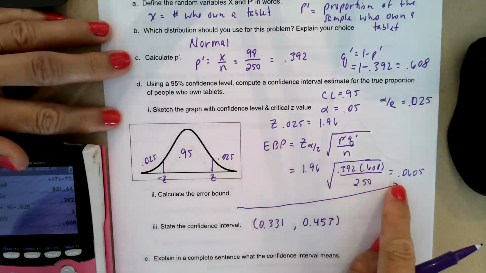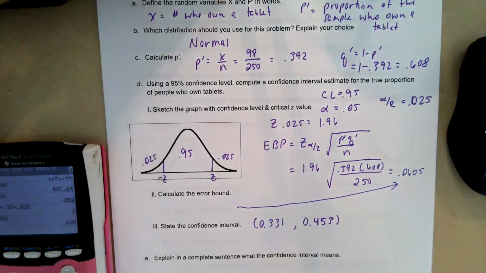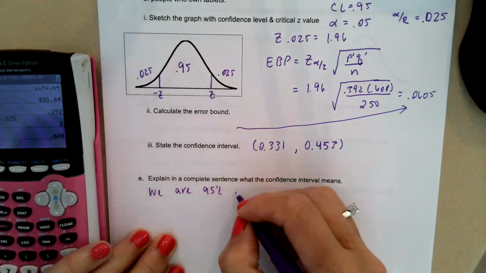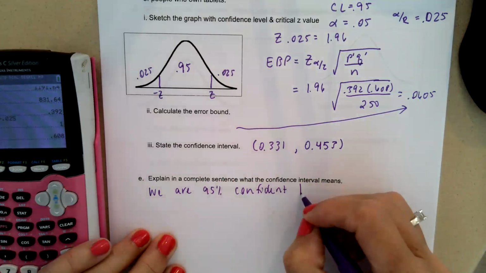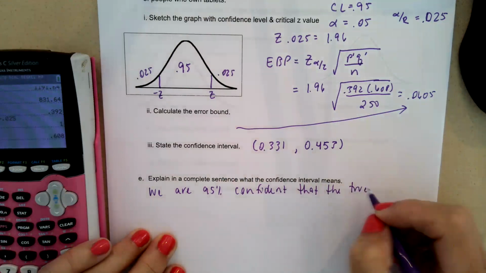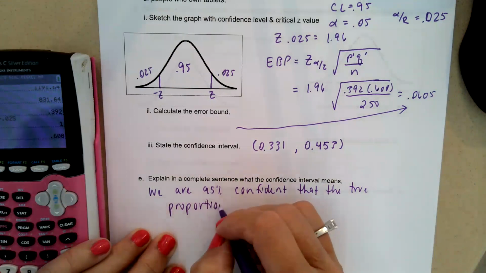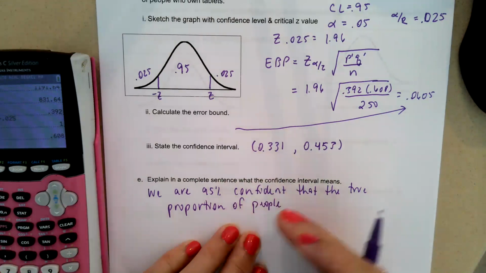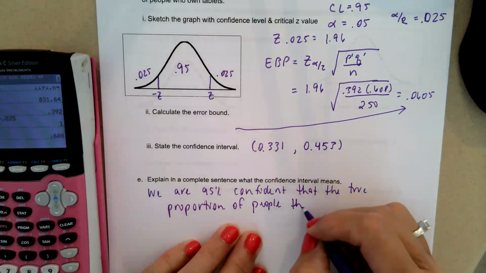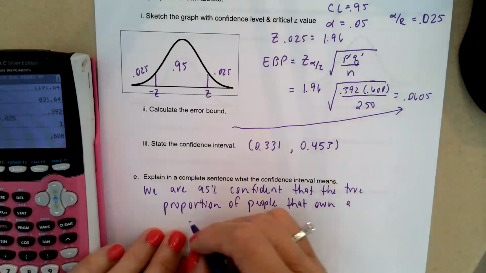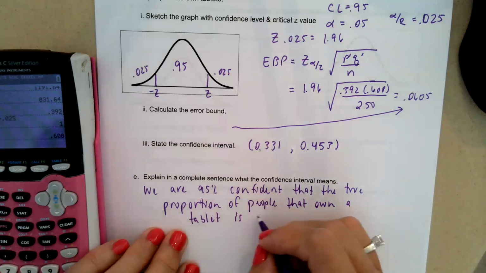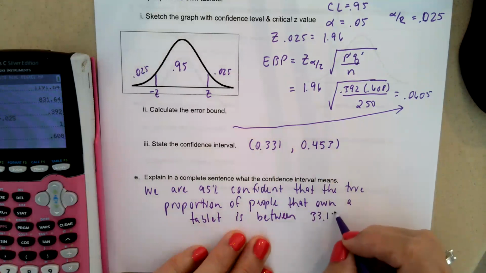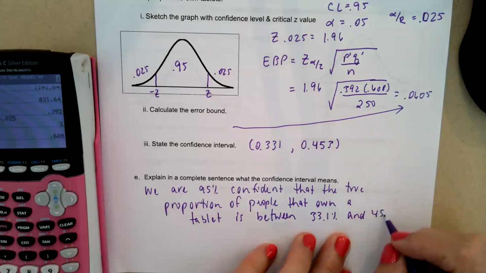So let's go to our paper and verify that we all have the same thing. So there's my error bound for proportion. There's my confidence interval. And interpret here. So we are 95% confident that the true proportion of people, they didn't say if it was the United States or a particular city, but of people that own a tablet is between, and remember, I'm turning my lower and upper into percentages. So 33.1% and 45.3%.